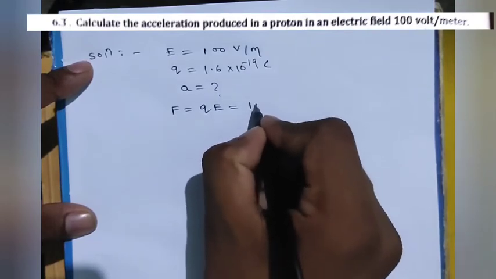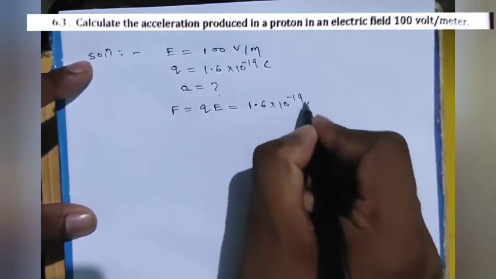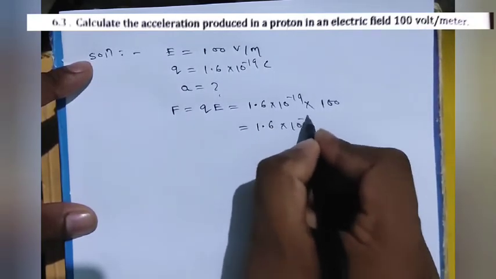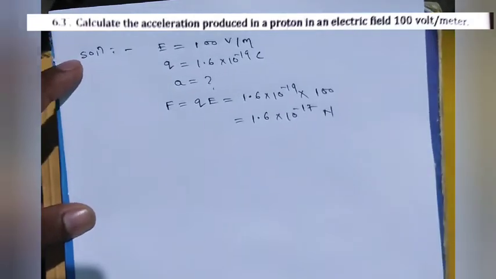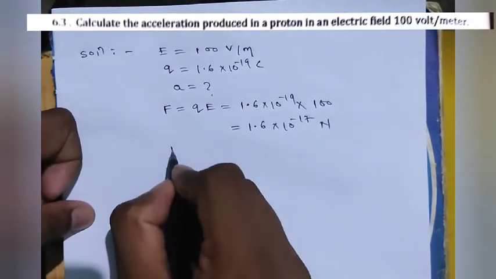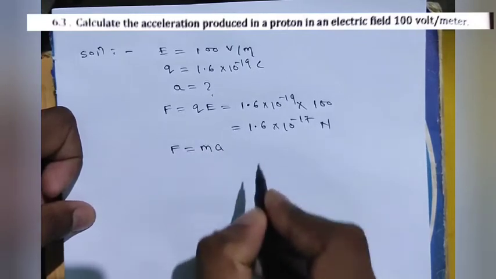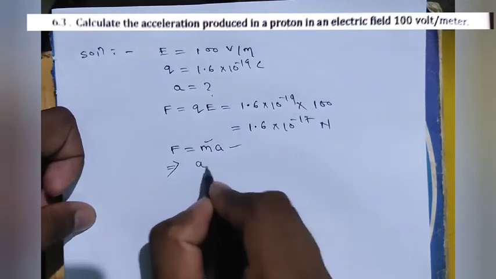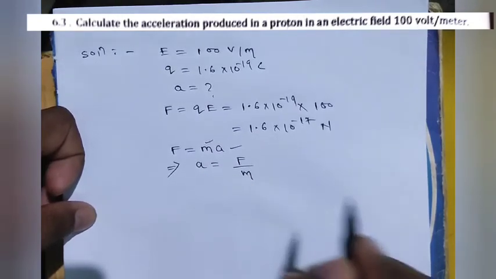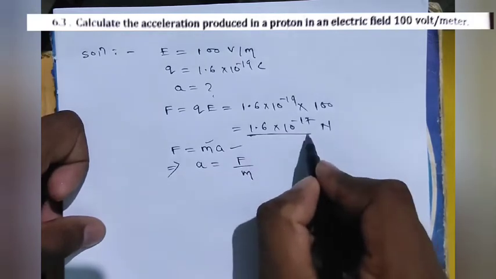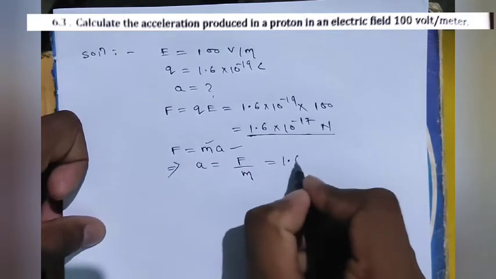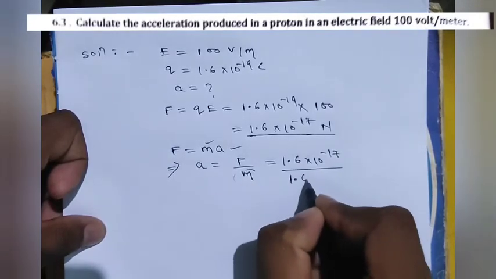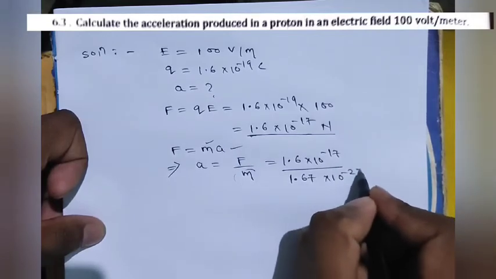Q is given 1.6 into 10 to the power minus 19 coulomb and E is given 100 volt. So when we simplify it will be 1.6 into 10 to the power minus 17 Newton. So now we know the formula force equal to ma, where m is the mass, a is the acceleration. So acceleration will be simply force by mass, and force we got how much? 1.6 into 10 to the power minus 17 Newton, and m is the mass of one proton, that is simply 1.67 into 10 to the power minus 27 kg.